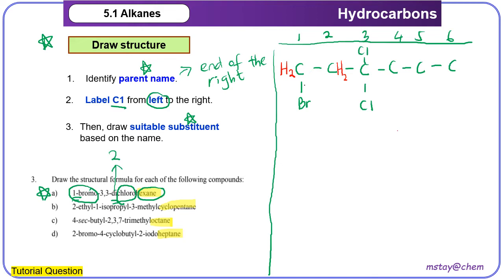While the fourth carbon also needs another 2 hydrogens, same as the fifth carbon. But the sixth carbon only has 1 bond, so this carbon still needs to bond to another 3 hydrogens. So this is the structure for 1-bromo-3,3-dichlorohexane.